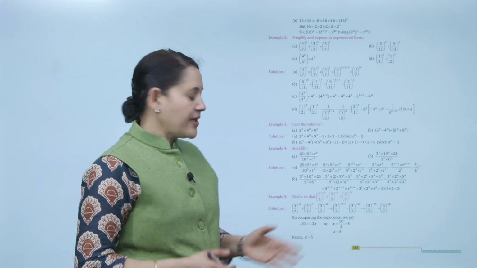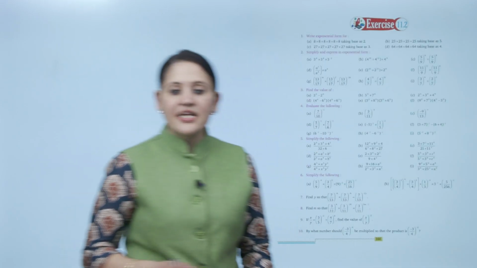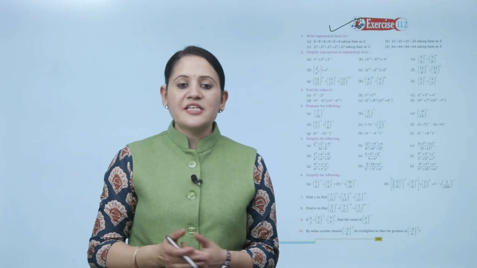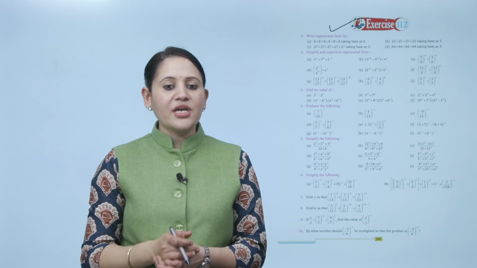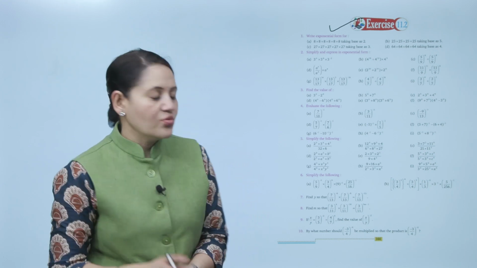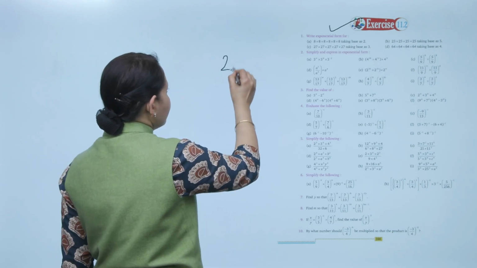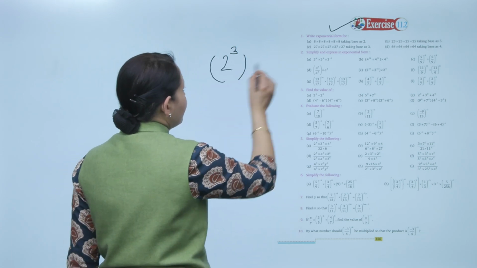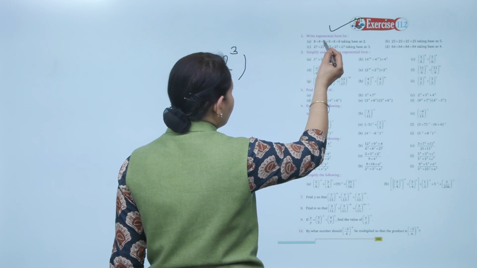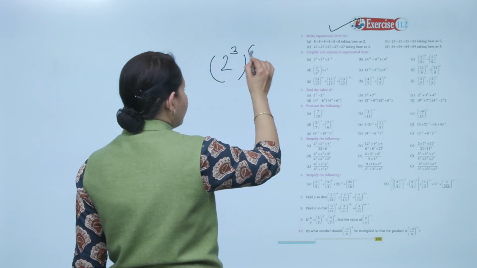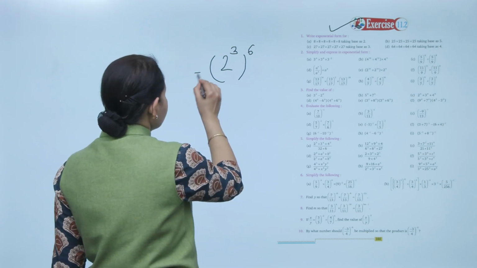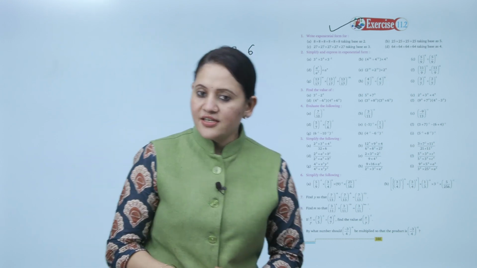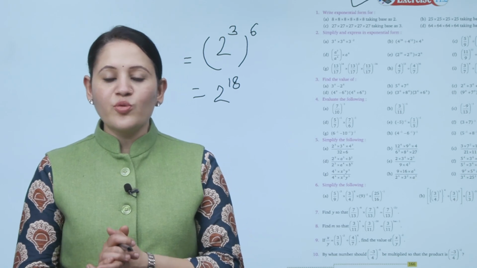So you have to practice all these examples. Next is exercise 11.2. Write exponential form for 8 into 8 into 8 into 8 into 8 into 8, taking base as 2. So 8 we can write as 2 to power 3, means 2 into 2 into 2. 2 into 2 is 4, 4 into 2 is 8. And how many times? 1, 2, 3, 4, 5, 6. How many times is 2 to power 3? 6 times. Means that equals, removing the bracket, 2 to power 18. That is our answer. Clear? So practice all the questions of this exercise. Move to next topic.